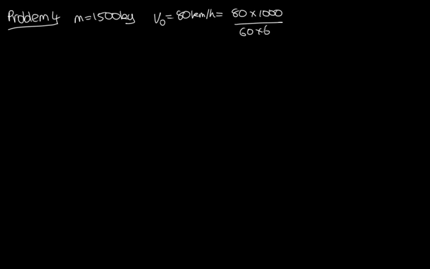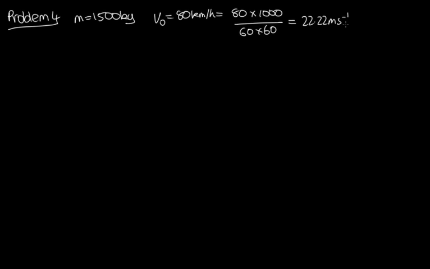Problem 4. A driver in a car of mass 1,500 kilograms, and this mass includes the mass of the car and the driver, is travelling at 80 kilometers per hour. So v naught is equal to 80 kilometers per hour. Let's just convert this into meters per second. So 80 times 1,000 over 60 times 60. Solving that one on the calculator, we get 22.22 meters per second.